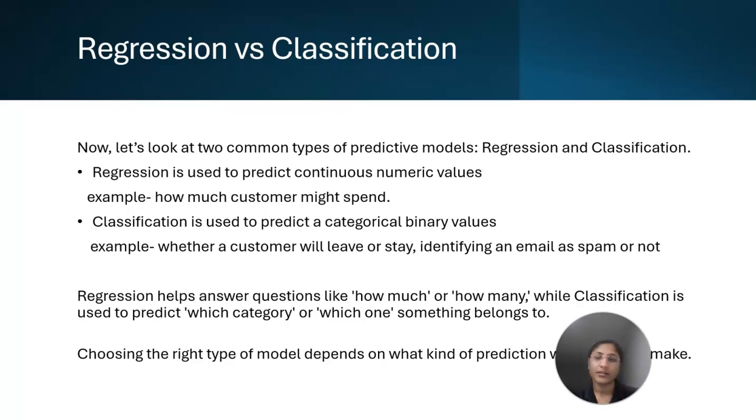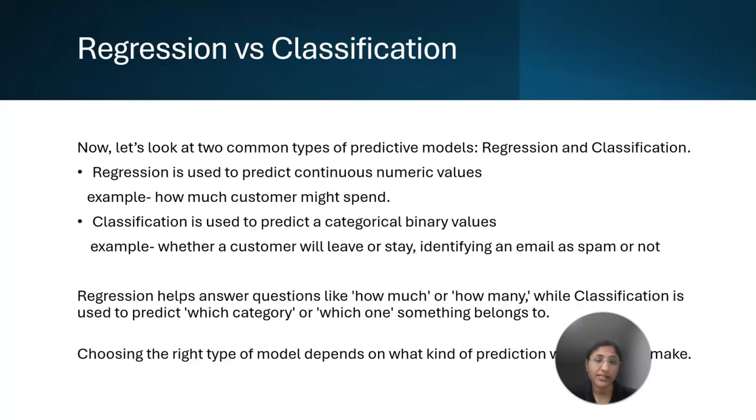Next, let's look at the differences between regression and classification. Let's look at 2 key types of predictive models and the differences between them. Regression is used to predict continuous numeric values. For example, how much a customer might spend. Classification is used to predict categorical binary values. For example, whether a customer will leave or stay, or identifying if an email is spam or not.